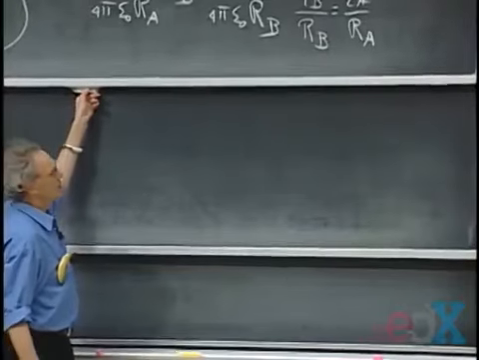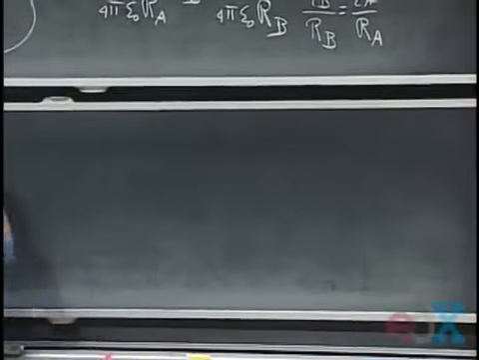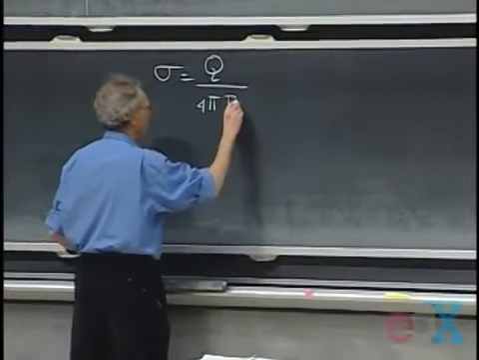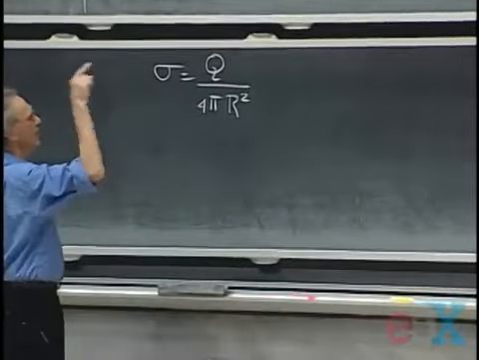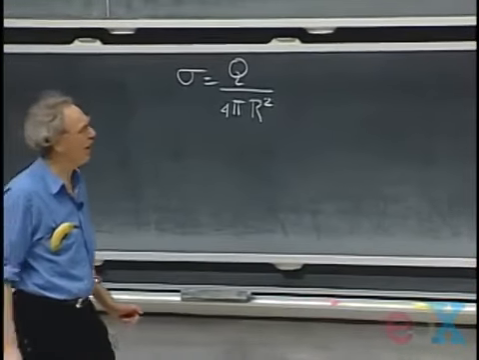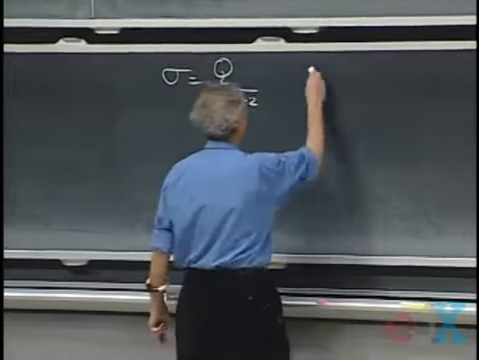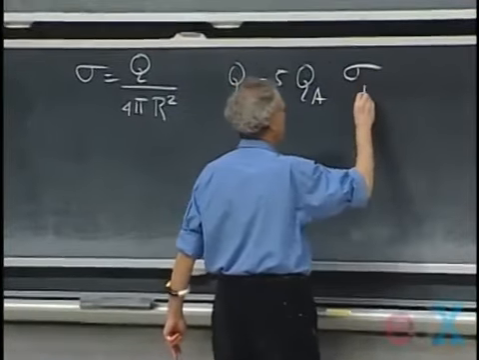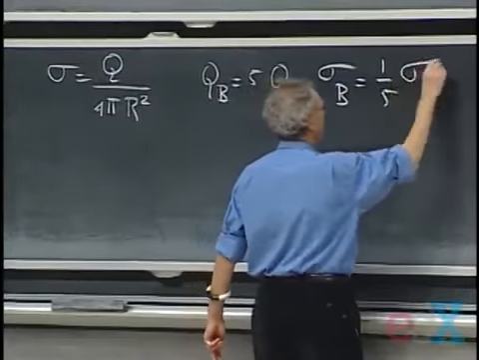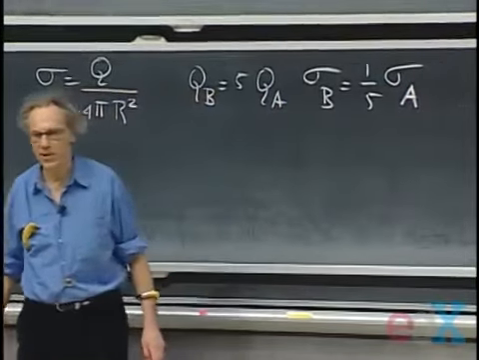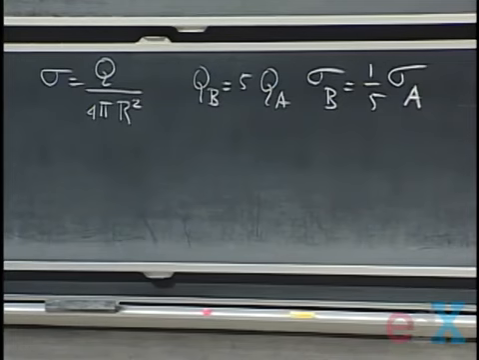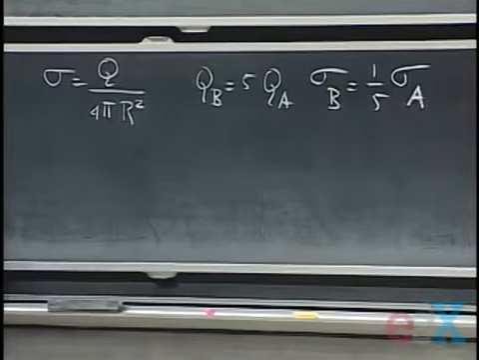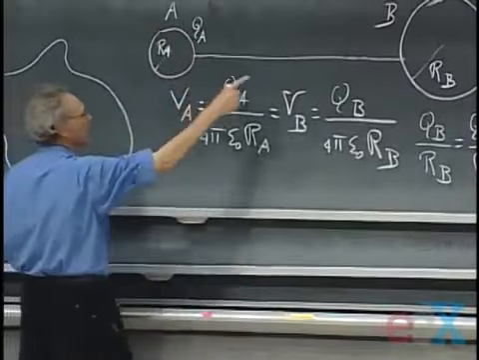And since surface charge density, sigma, is the charge on a sphere divided by the surface area of the sphere, it is now clear that if the radius of B is 5 times larger than A, it's true that the charge on B is 5 times the charge on A, but the surface charge density on B is now only 1/5 of the surface charge density of A, because its area is 25 times larger. And so you have the highest surface charge density at A than you have at B. 5 times higher surface charge density here than there.